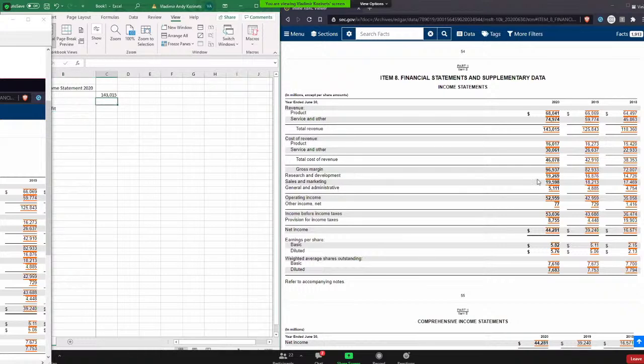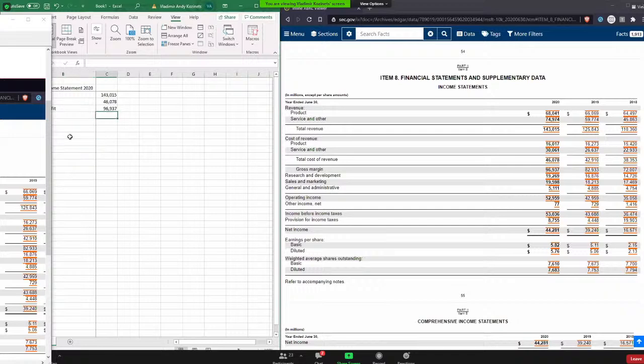So here, the total cost of revenue is 46,078. And the gross profit is the revenue minus cost of goods sold. Right here, gross margin, you can see it's the same numbers. Then we have the operating expenses. So first we have R&D. And then we have sales and marketing. And we have general and administrative.